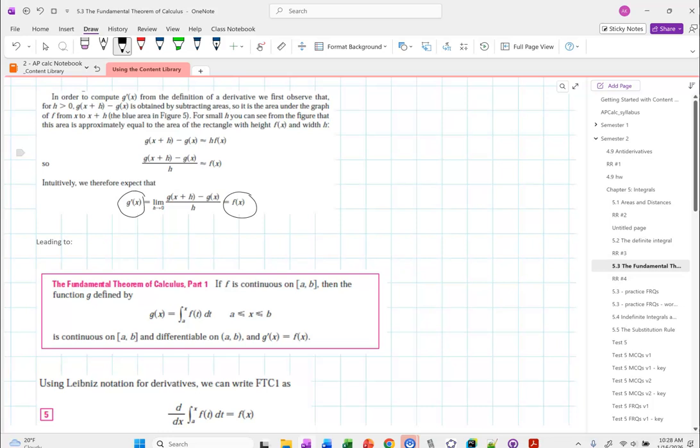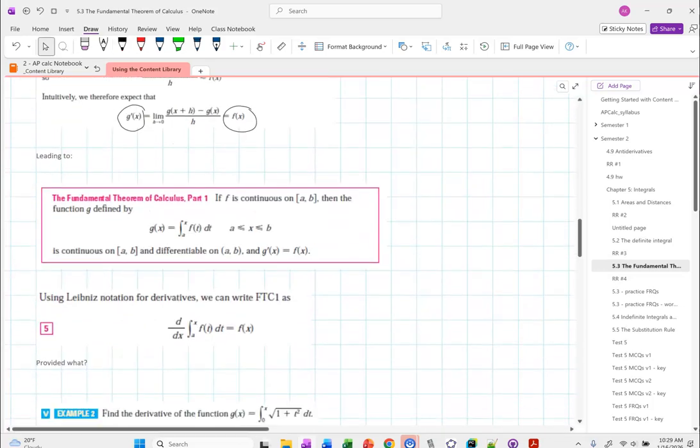Oh, does that mean then that to cancel out a derivative, I can just take the integral? Yes, the two operations are like inverses of each other. To undo one, you just do the other. So what we have here then is the fundamental theorem of calculus, part 1.